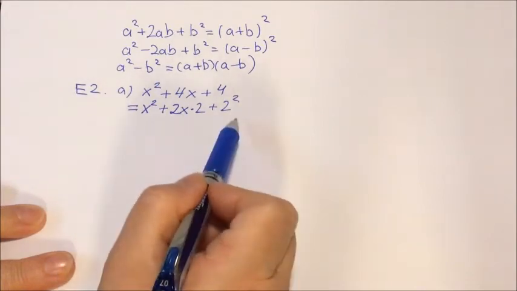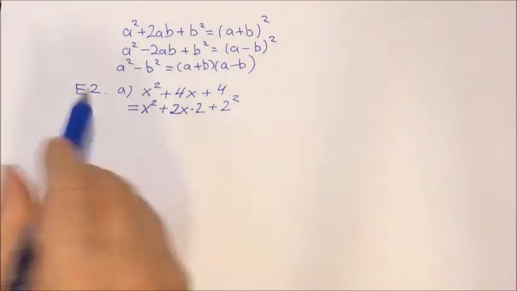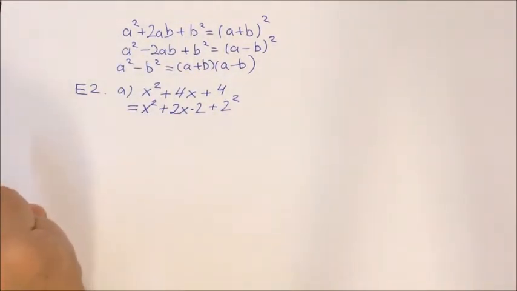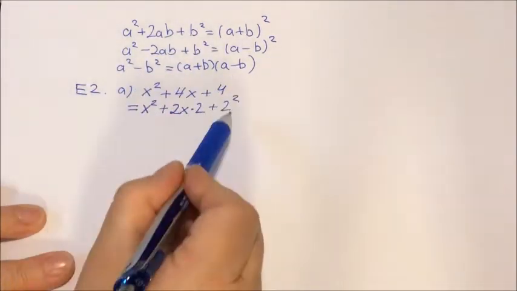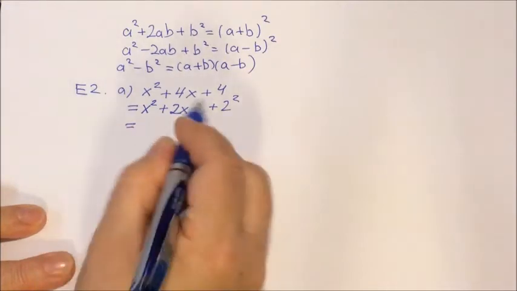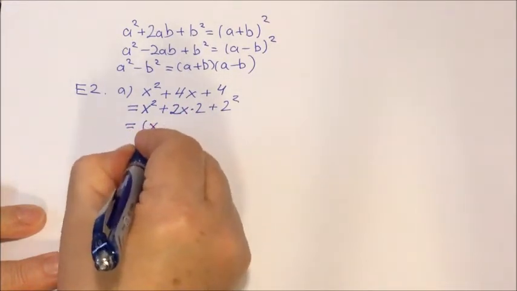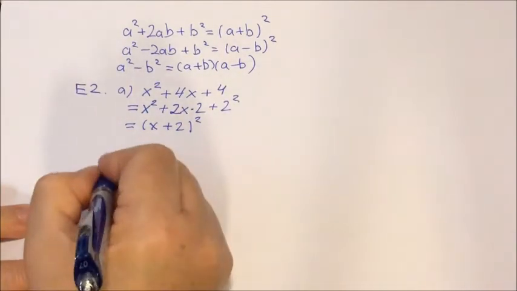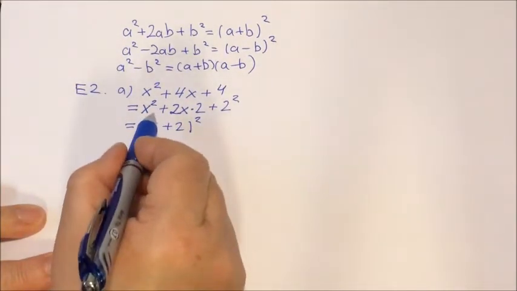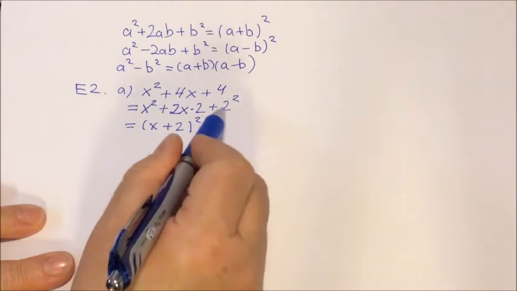And if we compare this to the first form, it is exactly the same, of the same form. Instead of a we have x, and instead of b we have 2. So this must be (x plus 2) squared. And you can always check: multiply x plus 2 times x plus 2.